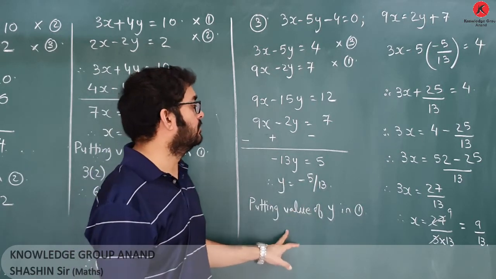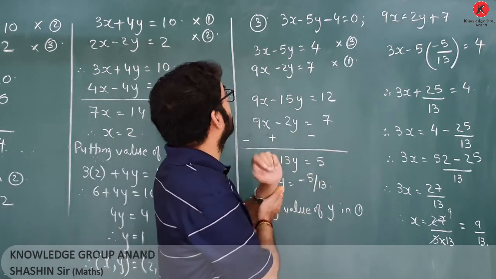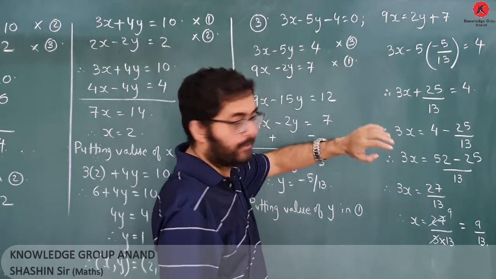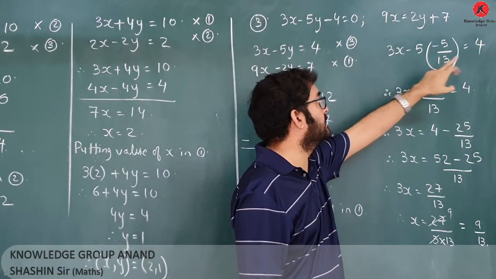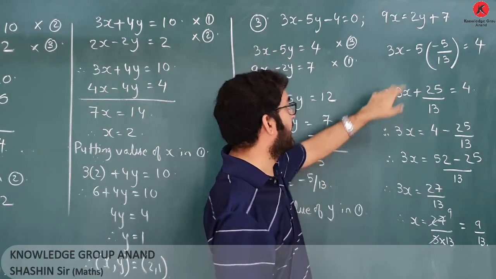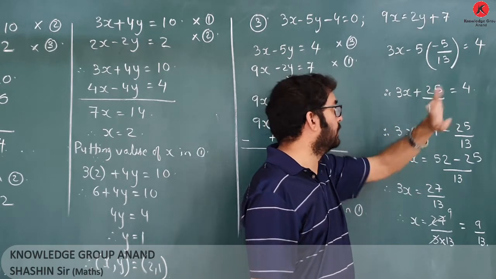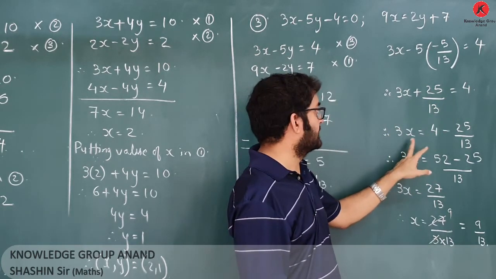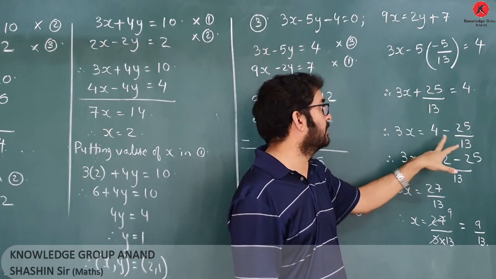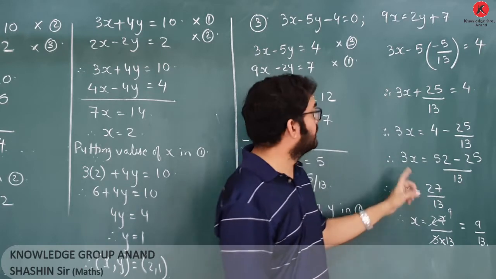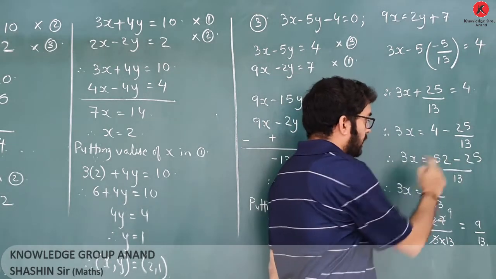I will put this value of y in equation number 1. So what is equation number 1? 3x minus 5y is equal to 4. So 3x minus 5 into, what is the value of y? Minus 5 by 13, is equal to 4. So therefore 3x plus 5 fives are 25 upon 13 is equal to 4. This 25 by 13 I have to take on the right hand side, so it is 4 minus 25 by 13. So 3x is equal to, LCM 13, 13 fours are 52 minus 25 upon 13.